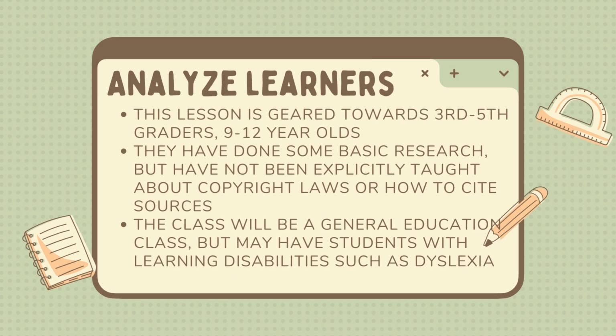So this lesson is geared for students 3rd through 5th grade, which is 9 to 12-year-olds. The students have done some basic research, but have not been explicitly taught about copyright laws or how to cite sources. The class is a general education class, but may have students with learning disabilities such as dyslexia.